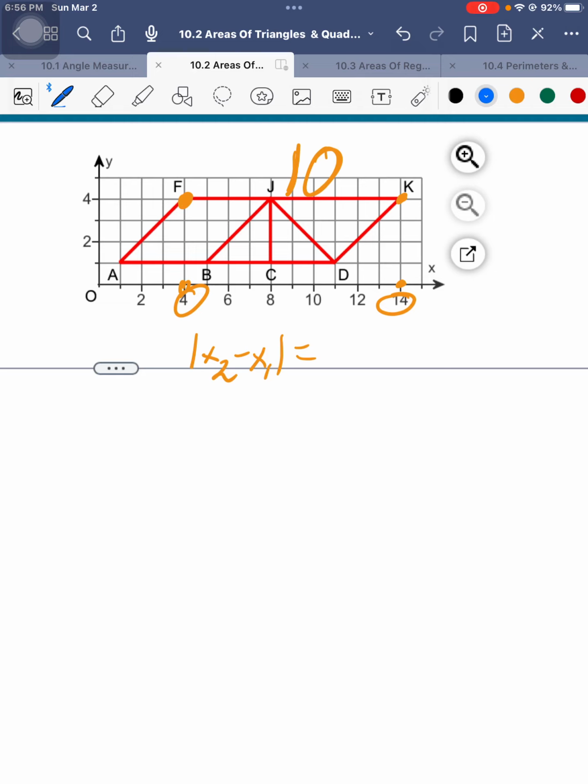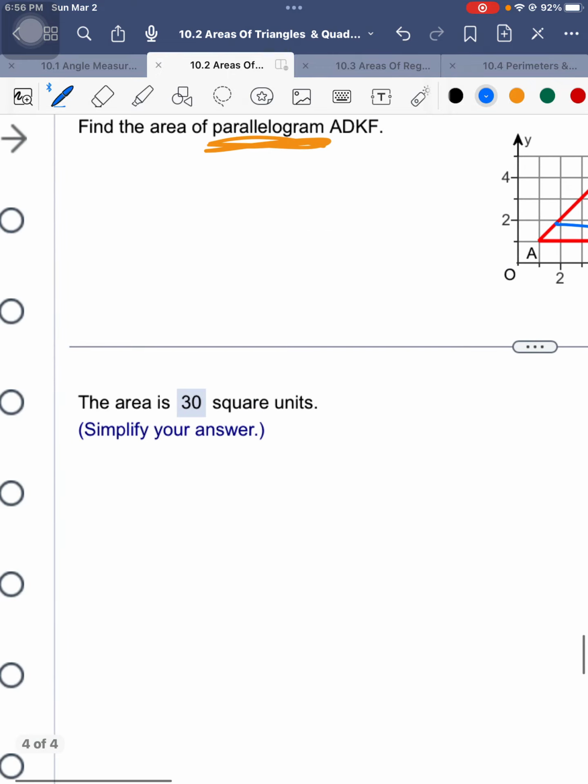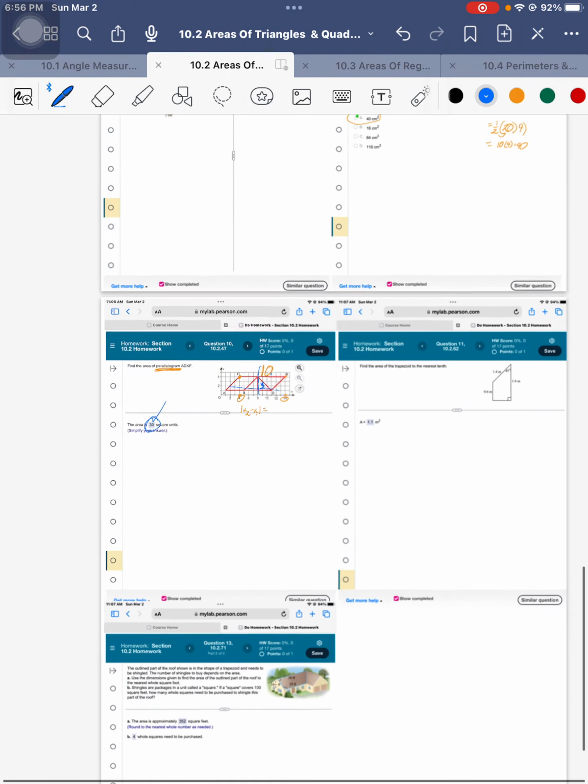And now this we can just count. It's probably a little bit easier. 1, 2, 3. So 3. So what's 3 times 10? Base times height. That's 30. So my answer should just be 30.